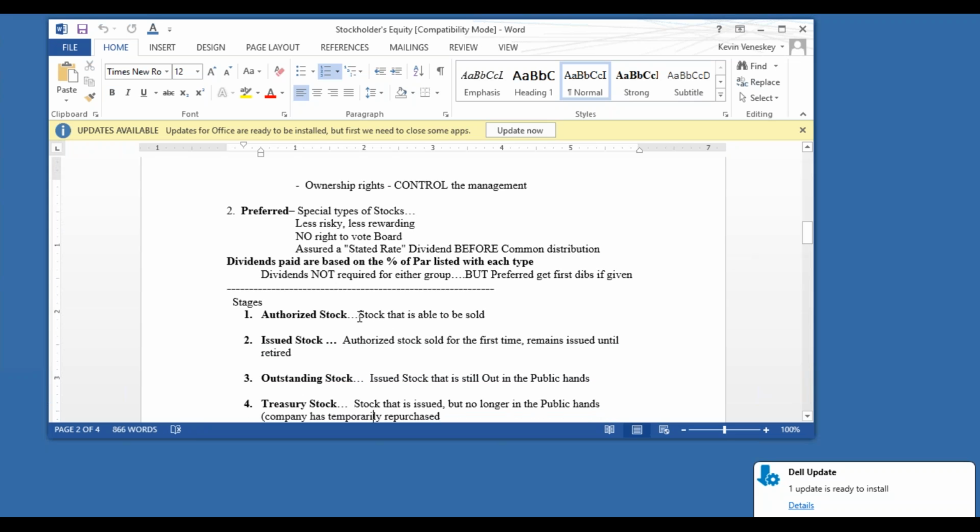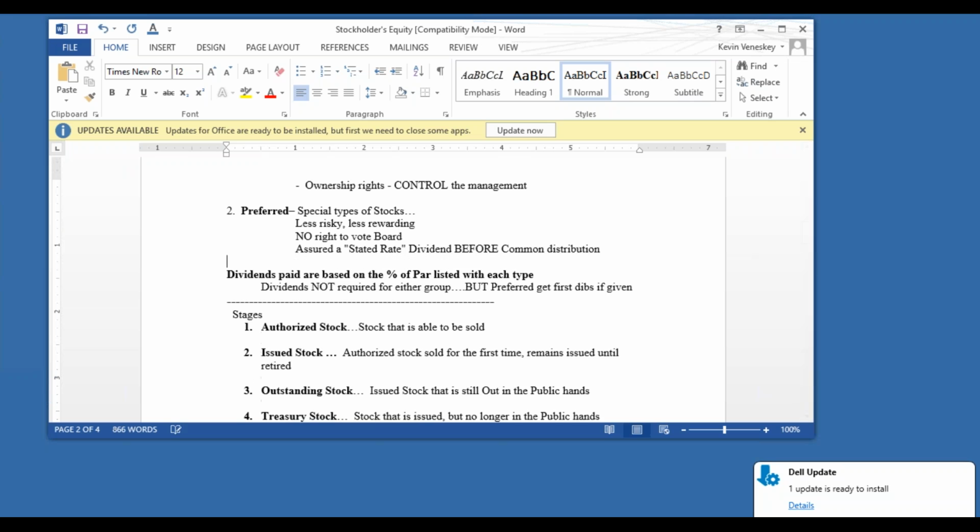The other type of stock that we're going to look at is the preferred stock. Preferred doesn't mean it's actually preferred. It just means for dividend purposes, it will get first dibs. It is preferred over common in that aspect. You get first dibs, but then you only get a set amount with these preferred stocks. And how it's determined then, how much dividend you're going to get and that set amount, it's based on the percent of par that would be listed with each stock.